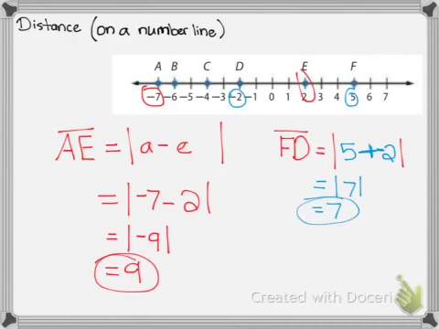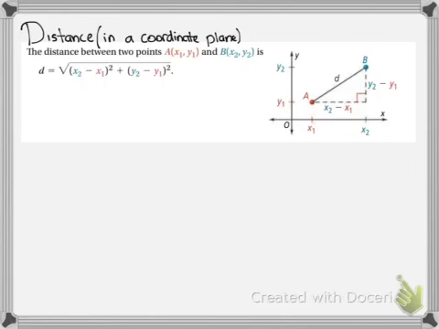Another thing you can do with these is count. If we go from F to D, that's 1, 2, 3, 4, 5, 6, 7. That's another way we could do it. Let's go ahead and look at distance in the coordinate plane now, and then we're going to look at a few more things and we'll be done.